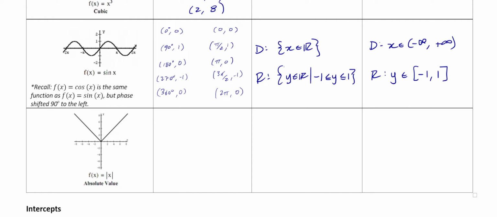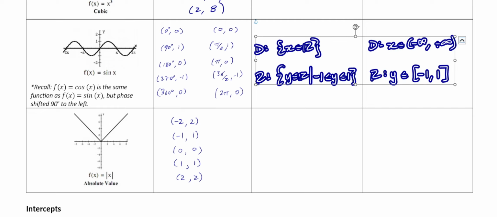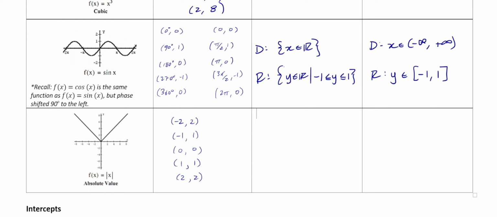The last one is absolute value. Absolute value simply means that if you have a negative value, you just make it positive. So you take that negative value, you multiply it by -1, and it becomes positive. For example, if I have a negative value like -2, I multiply by -1, I get 2. I have -1, multiply it by -1, I get 1. 0 stays 0, and then 1 is not a negative value, so I leave it alone. 2 is not negative, so it just stays. And these are our points on the parent function of the absolute value. Go ahead, see if you can come up with the domain and range yourself.